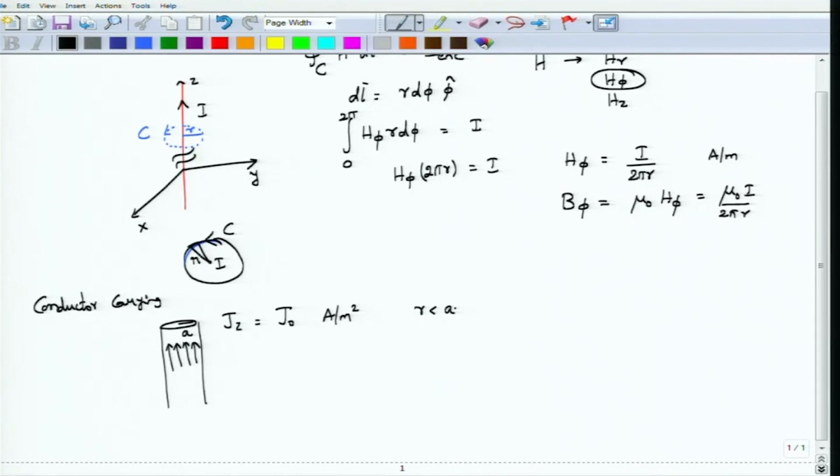So what is r here? R is simply the distance from the center to the conductor itself. Of course, in this way we have considered a to be the radius of the conductor. So as long as you are inside this conducting wire, the current density is going to be uniform and is given by j0. Outside, of course, this would be equal to 0. So the current density vector outside will be equal to 0.